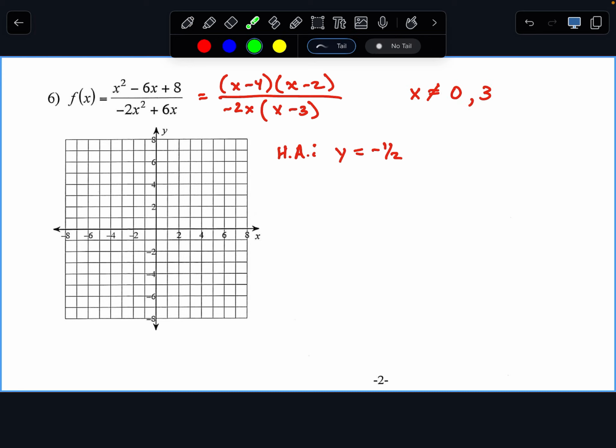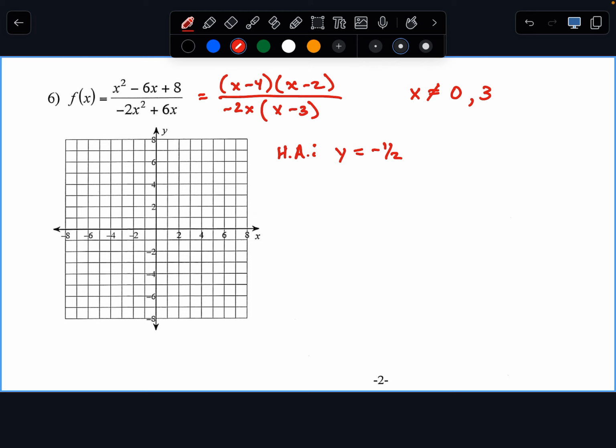Okay, 0 again is coming from the negative 2x. 3 is coming from the x minus 3. Okay? So two different values of x that you cannot have. And now we start organizing those. Is there a hole in the graph? No. Why not?